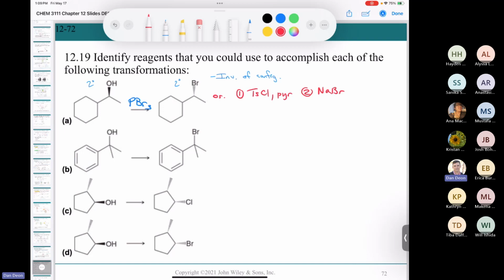All right, for the next one, we're taking a tertiary alcohol, and we want to convert it into a tertiary alkyl halide. So tertiary alcohol, we want to convert that to a tertiary alkyl halide. Now again, this is something that we would have seen a little bit of in Organic Chemistry 1. Could anybody provide a one-step reagent for this one?